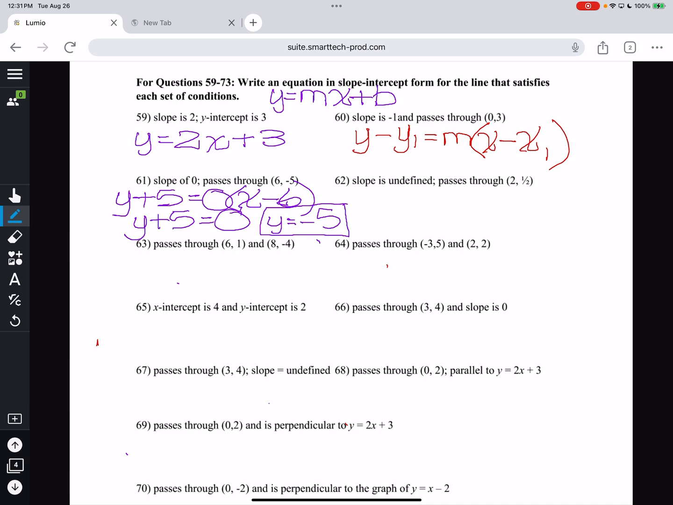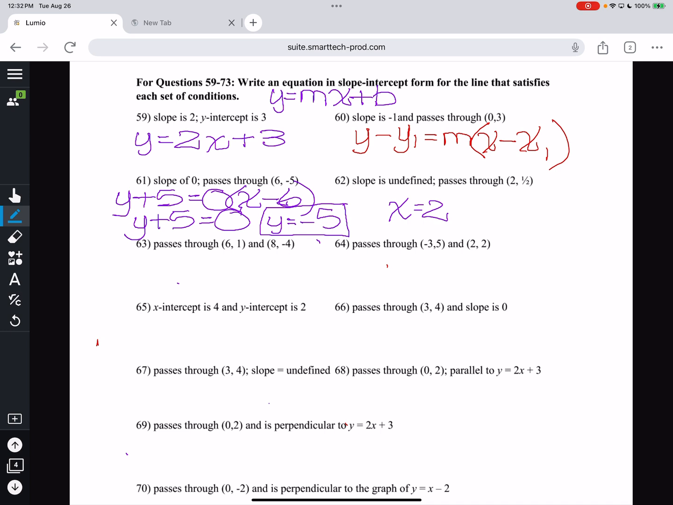Okay, so for number 62, slope is undefined. You're going to just have to memorize this. When you're told that and it passes through 2 comma 1/2, then you just grab the x value. Which is the x value, the 2 or the 1/2? The 2. And your answer is x equals 2. That's all we can put.